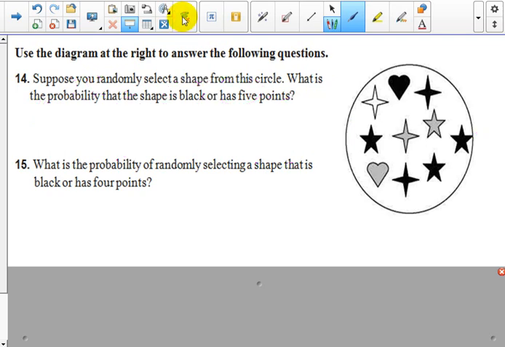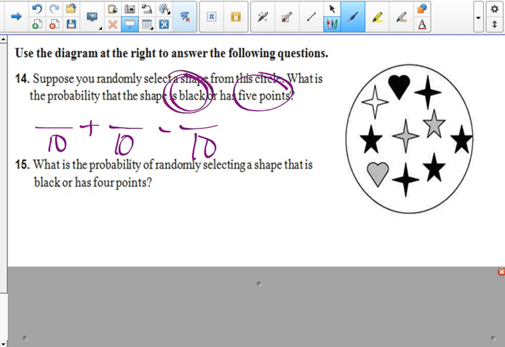Okay, so you've got to do it this way. We're looking at shapes that are black or 5 points. So the first thing we have to do is get the total number. How many total were here? 10. So first you have to get all the black objects. How many black objects do we have? 1, 2, 3, 4, 5, 6.